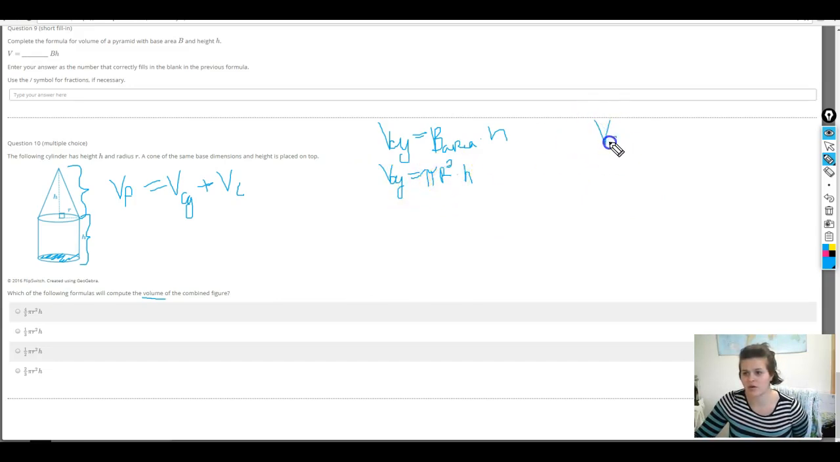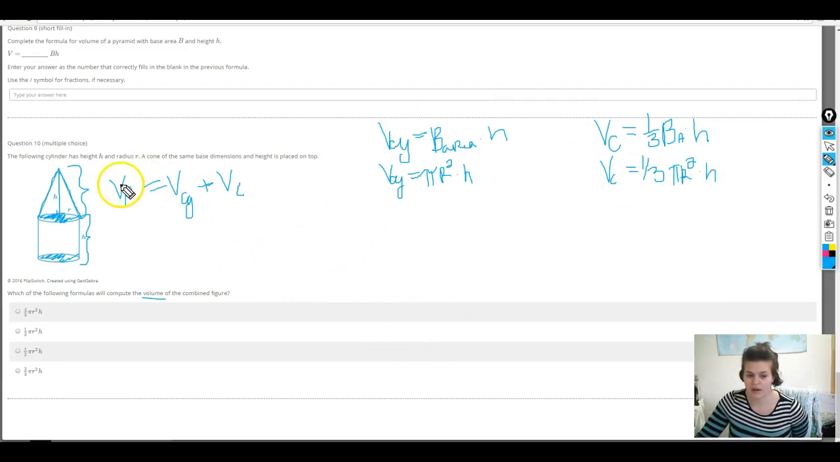Now the volume of a cone is related to the volume of a cylinder. It's 1/3 base area times the height. And again, our base area for this cone is across from the peak, or the vertex, and our base area is a circle. So the volume of the cone is going to equal 1/3 our base area. The area for a circle is pi r squared, times the height.